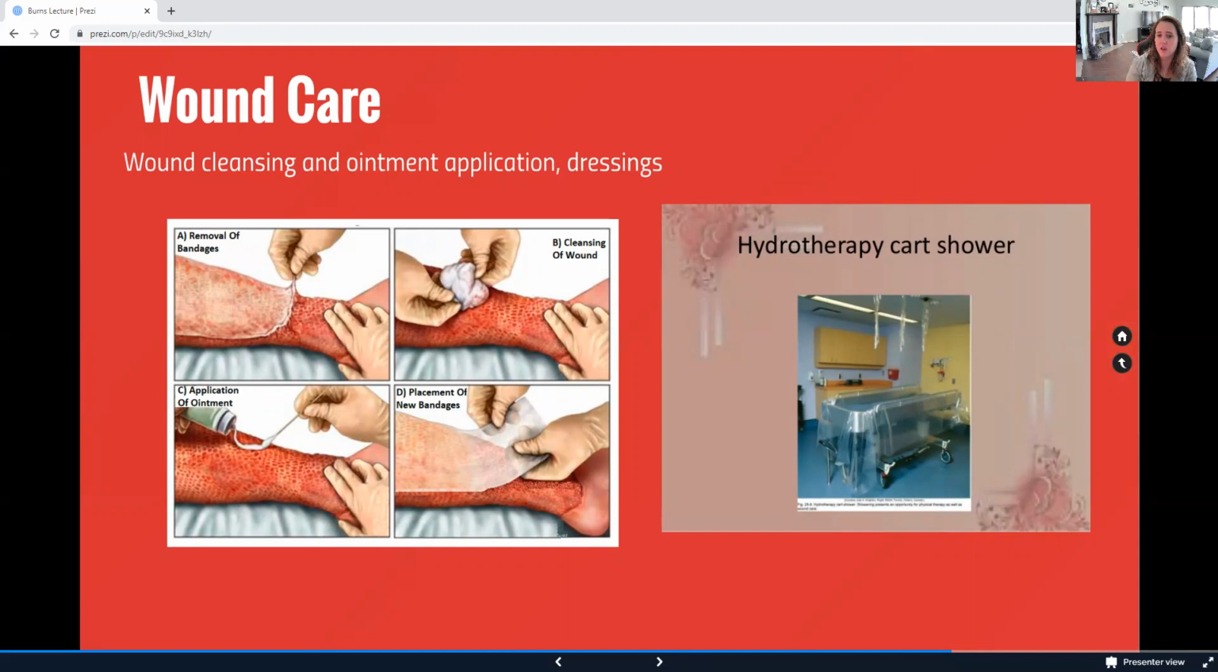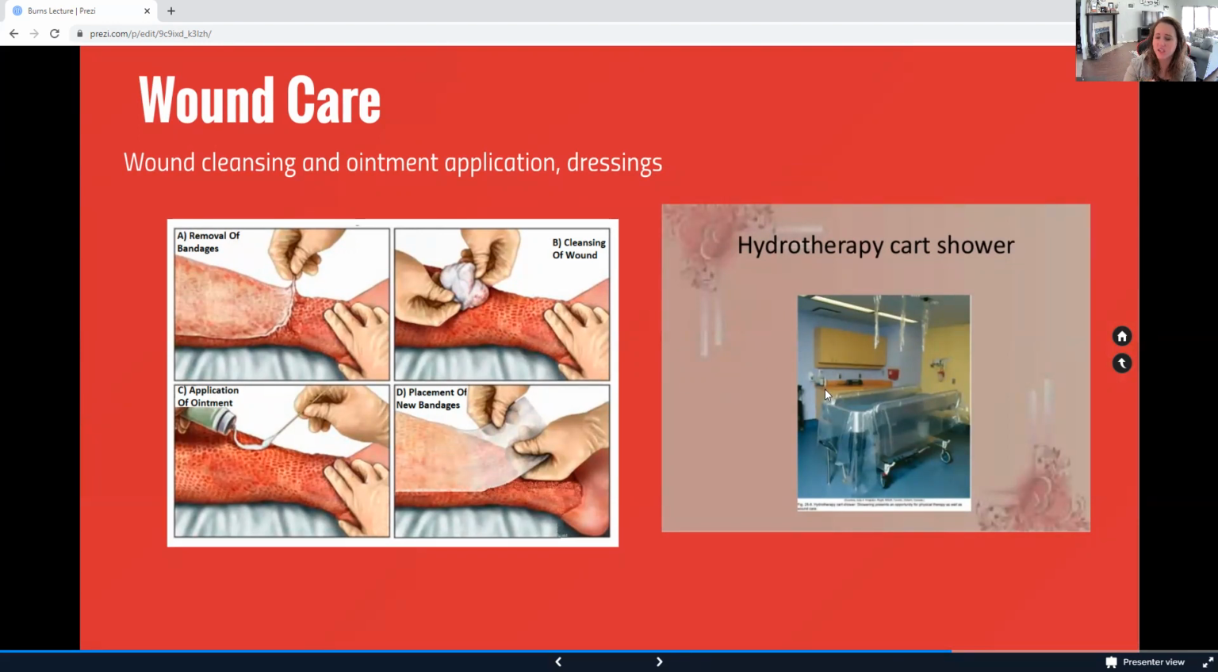There's a picture right here of a hydrotherapy cart. They can put the patient on it, drape their arm over, wash the arm over here, drape this arm over, wash the arm over here. It's got a floor with drains, so if the patient is immobile and can't take a shower, they can bring them into this hydrotherapy cart shower and do their wound cleansing there.